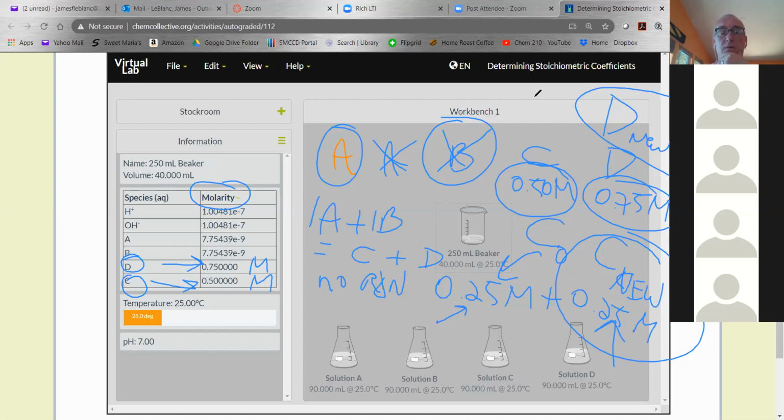Would you do the percentage of it to get it? No, you'd actually look at the number of moles. So you have to calculate the number of moles. Our final volume is in the beaker, so it tells you what your final volume is. It's 40 mL. So figure out how many moles of A you added, how many moles of B you added, and then how many moles of C were created and how many moles of D were created. And that will give you your ratio, and that'll give you your coefficients.